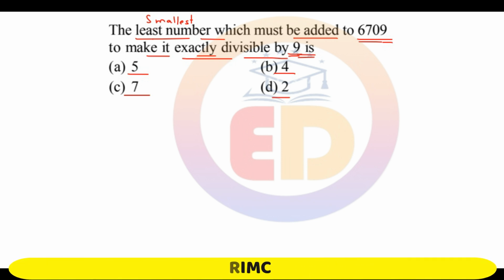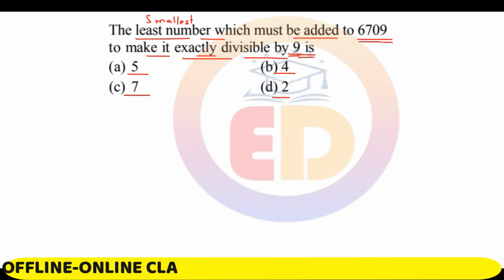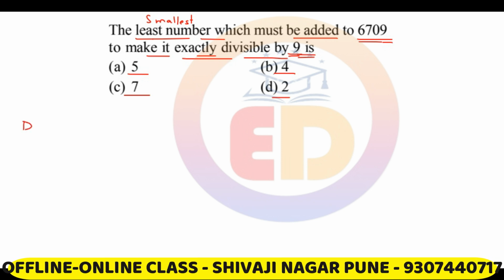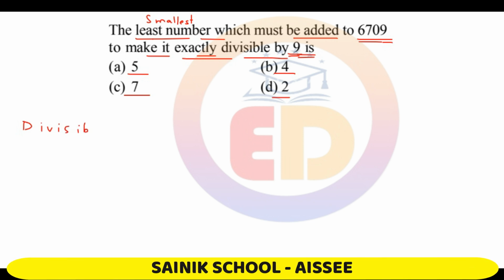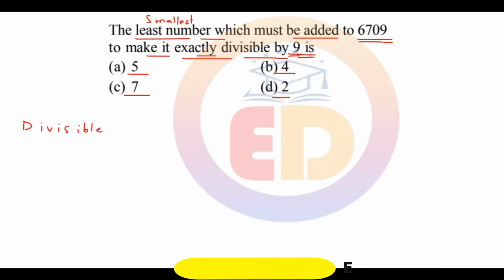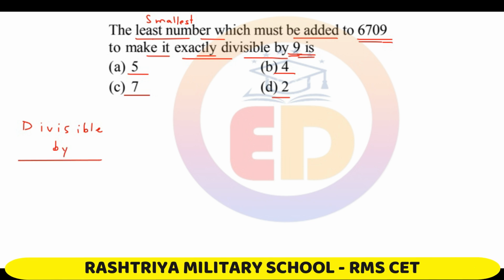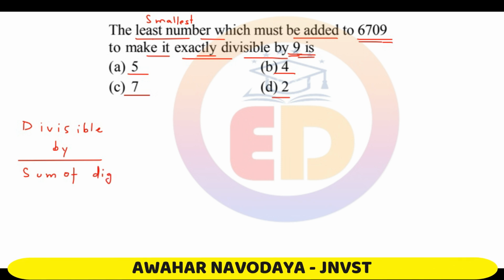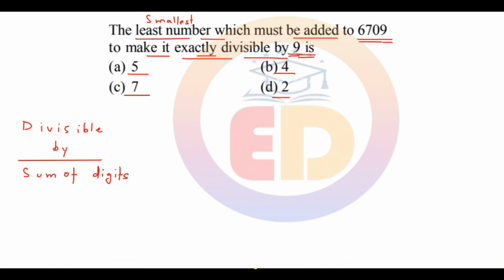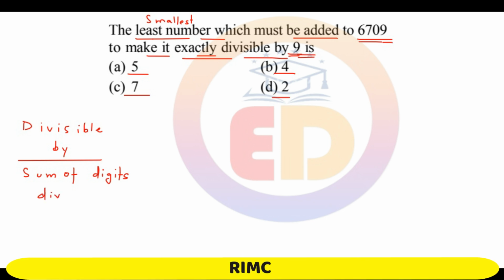हाउएवर व्हाट वी आर गोइंग टू डू इज फर्स्ट लेट अस अंडरस्टैंड द डिविजिबिलिटी ऑफ 9. हाउ वी कैन फाइंड आउट अ नंबर इज डिविजिबल बाय 9. A number is divisible by 9 when the sum of the digits is divisible by 9. कोई भी नंबर 9 से कब डिवाइड होगा? जब उसके सम ऑफ द डिजिट्स 9 से डिविजिबल होंगे. Sum of the digits divisible by 9, then the number is divisible by 9.